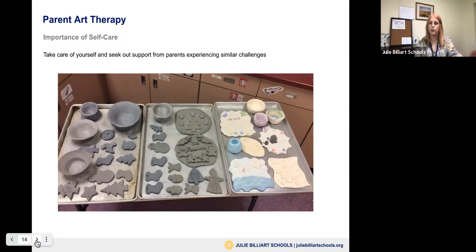And if you feel art would be good for you, we do have parent art therapy once we are given the green light to go ahead and do that again. We did not have it this year. We do have parent art therapy where you can find support from parents whose children have similar challenges as yours. But just understand that you are a model to your child.